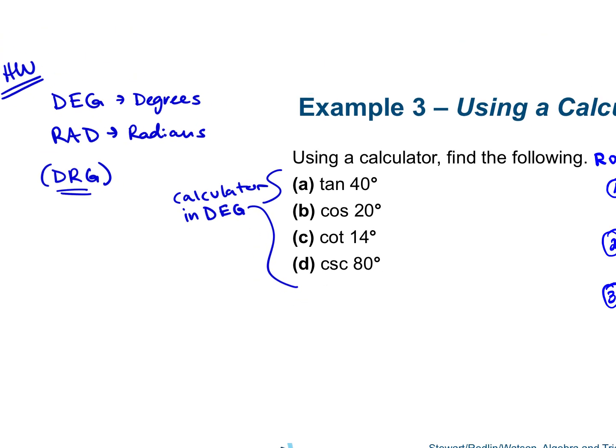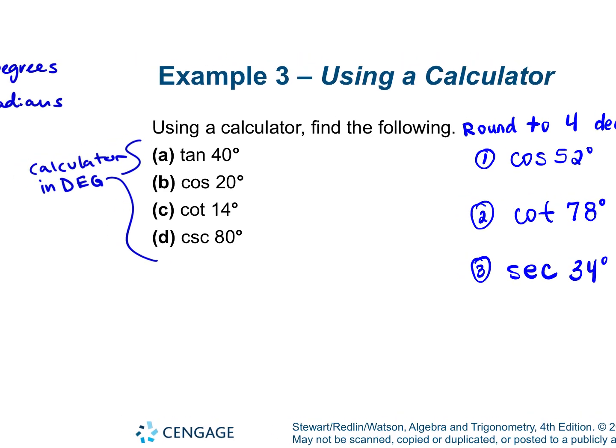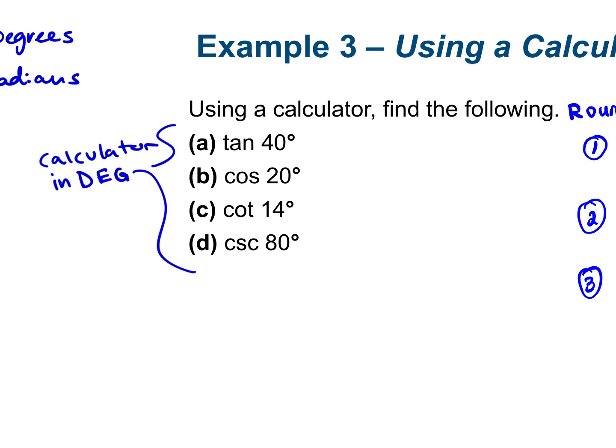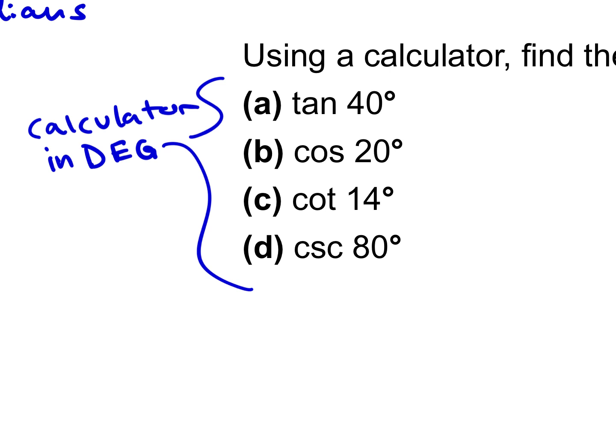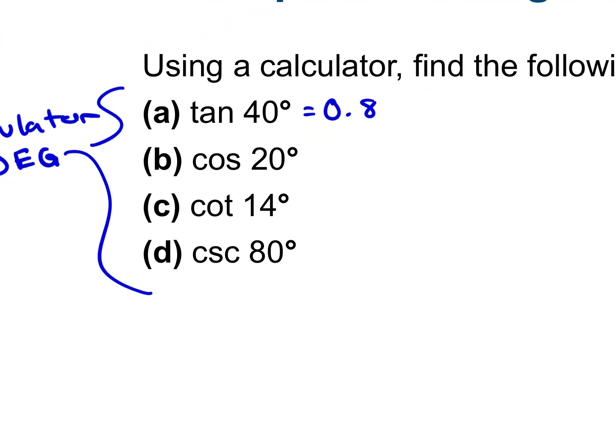So for A, B, C, and D, our calculator needs to be in degrees. Same with 1, 2, and 3. All of these questions are degrees, so make sure your calculator has that DEG showing. If you have questions about your specific calculator, you can ask me when we're done with this. So for A, we want to do the tangent of 40. I just click tangent 40. That should give you 0.8391, 4 decimal places.